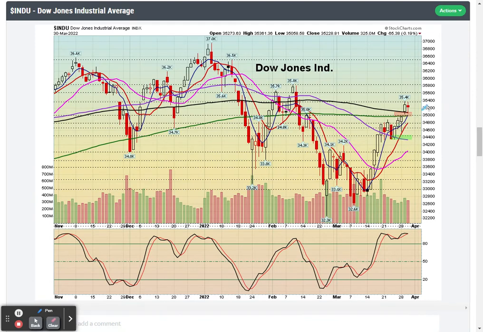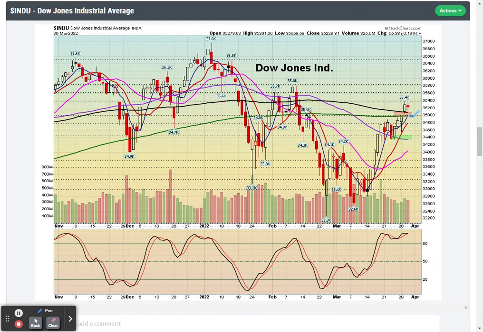Now for the Dow Jones Industrial Average, nothing bearish about this one. Found support at the 100-day moving average. This was resistance. Now it's acting as support. It is inside yesterday's trading range, or it's called an inside day. So there's really nothing bearish about this one here.